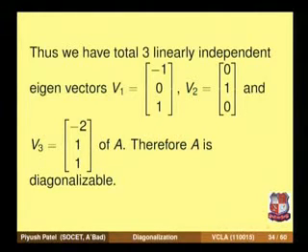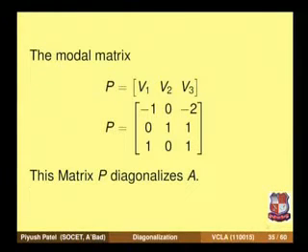So let us diagonalize the matrix A by using the model matrix P. How is the model matrix P formed? The model matrix P is formed by using the eigenvectors of A as the columns. By placing v1, v2, v3 in this order as the columns of matrix P, we have the matrix P of order 3: minus 1 0 minus 2, 0 1 1, and 1 0 1. This matrix P diagonalizes the matrix A. This is called the model matrix for A, and surely this matrix is guaranteed to be invertible.